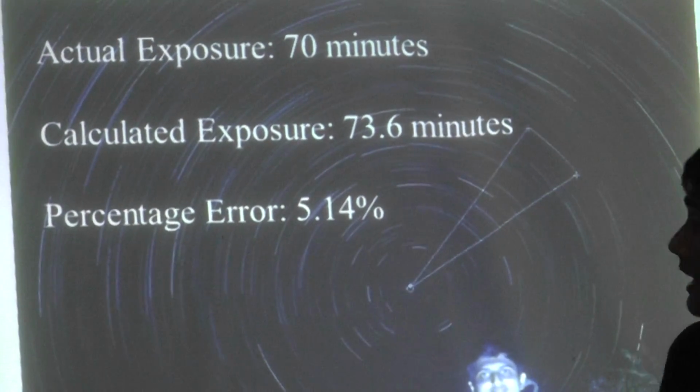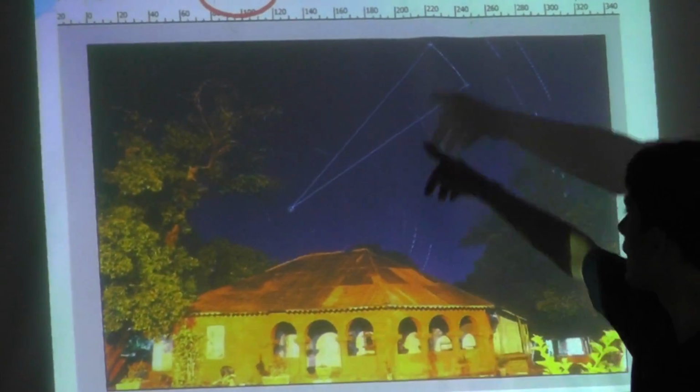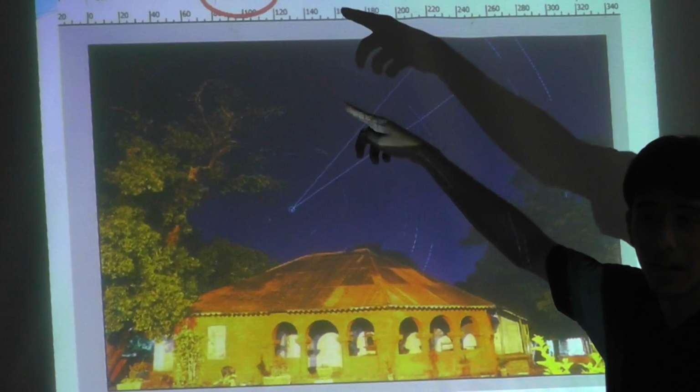And there is a last image which was taken by one of our amateur astronomers, Parimal Dave. Many of you might know him also. And in this photograph again, the angle subtended here is 13.9 degrees.